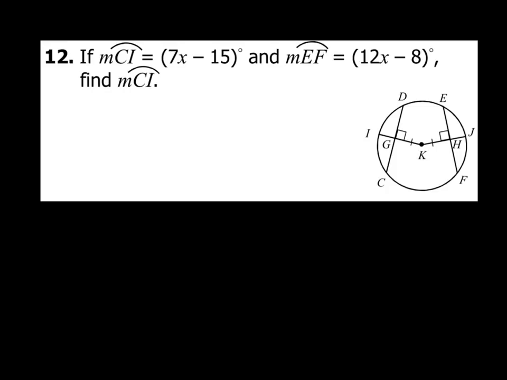I guess the question is, how do you know what you're using? Are you using the fact that we're dealing with congruent chords? Are we using the fact that we're dealing with congruent arcs? Are we using the fact that we are equidistant? Are we using the fact that we have radii that meet the chord perpendicularly?